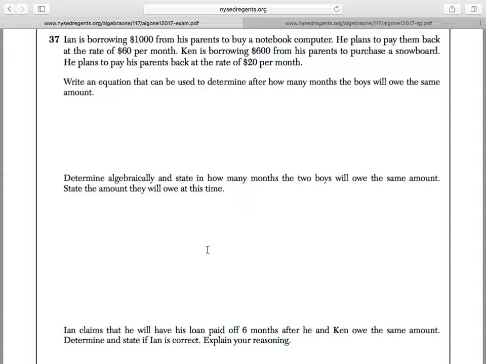Ian's borrowing $1,000 from his parents to buy a notebook computer. He plans to pay them back at the rate of $60 per month. Ken's borrowing $600 from his parents to purchase a snowboard. He plans to pay back $20 per month. Write an equation that could be used to determine how many months the boys will owe the same amount.